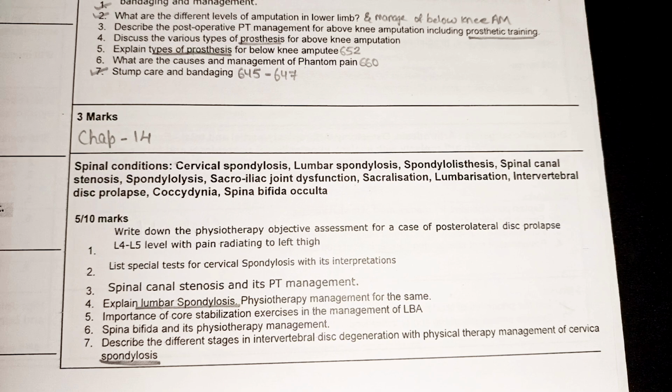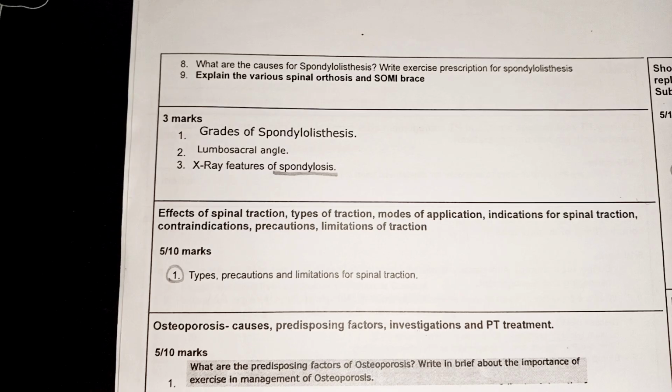Fifth one, importance of core stabilization exercises in the management of LBA. Sixth one, spina bifida and its PT management. Seventh one, describe the different stages of intervertebral disc degeneration with PT management of cervical spondylosis. Eighth one, what are the causes of spondylolisthesis and write the exercise prescription for the same. Ninth one, it is repeated again.